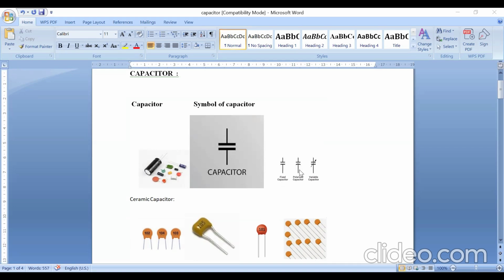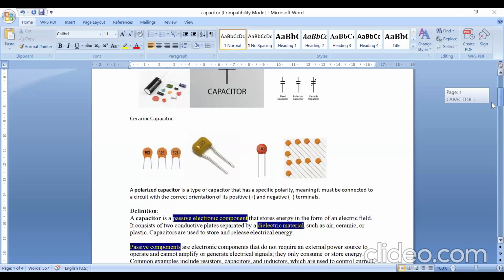And see the second one, it is a polarized capacitor, and the third one is a variable capacitor, and this big one is an electrolytic capacitor. These all are ceramic capacitors. Among the three, fixed, polarized, and variable, fixed means the capacitor value will be fixed, and whatever is written on the capacitor, if I measure, I will get that much value of capacitance.